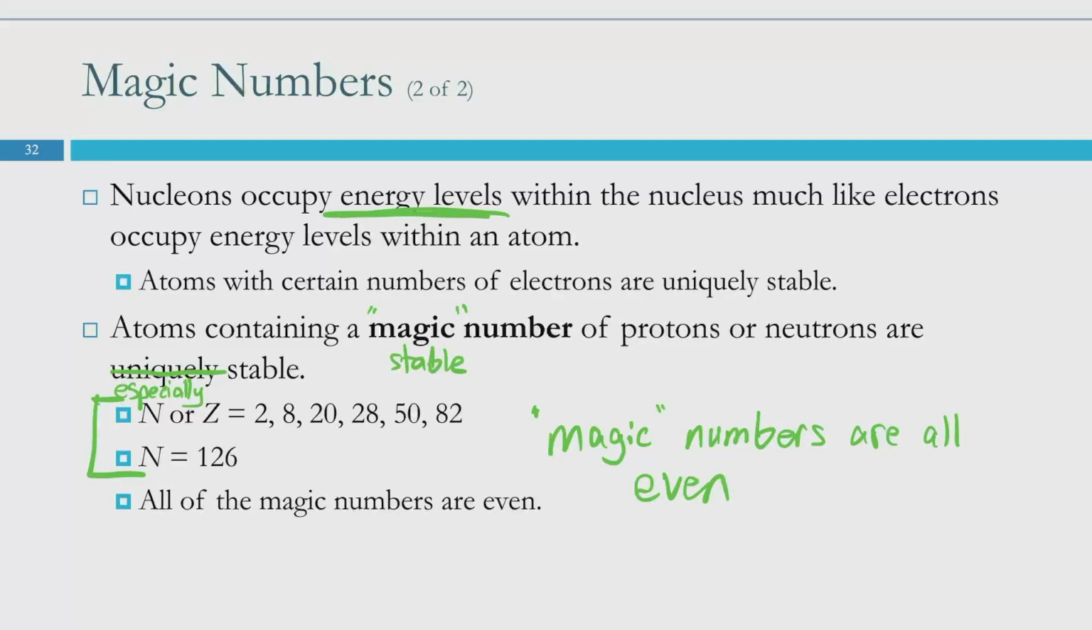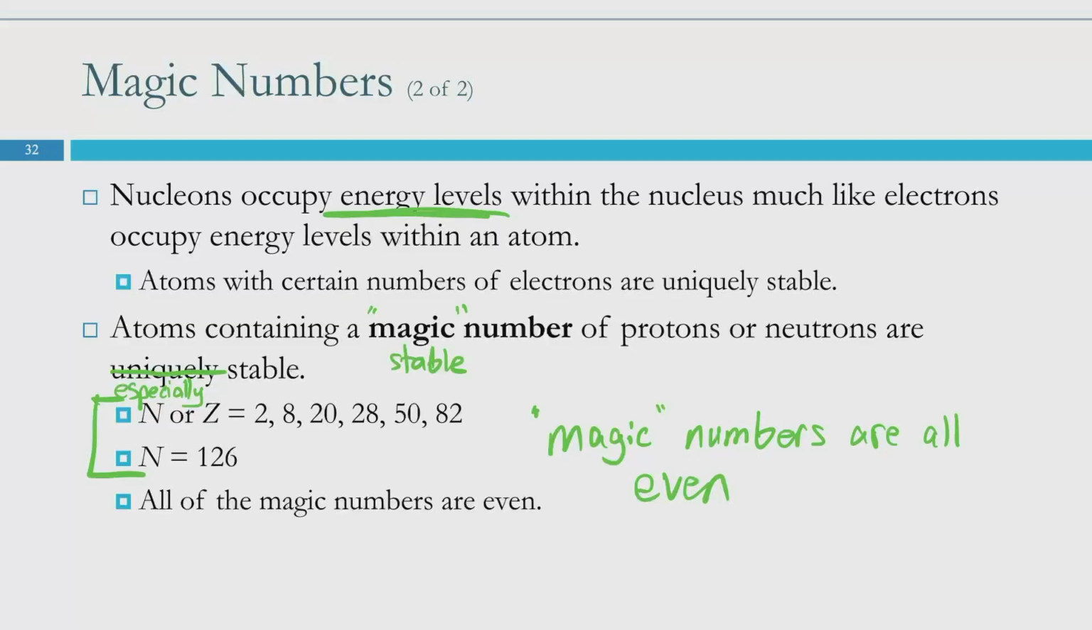There's probably a good way to remember these numbers. I have no clue what that good way of remembering them is. It probably exists. If you find it, let me know. But otherwise, maybe it's a phone number. And what do they represent again? These are especially stable numbers of protons and neutrons.